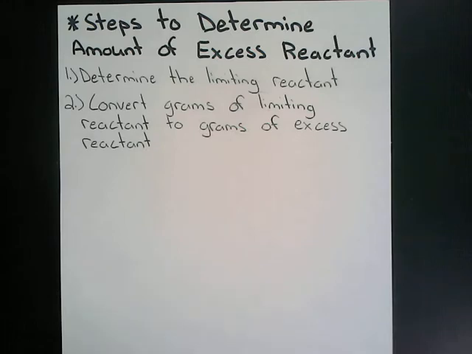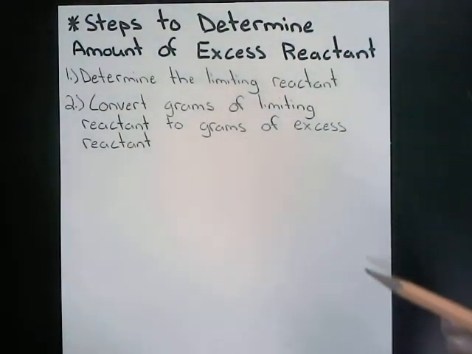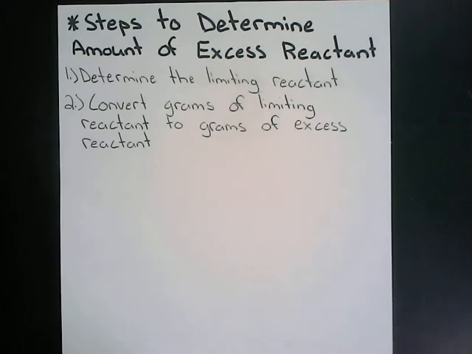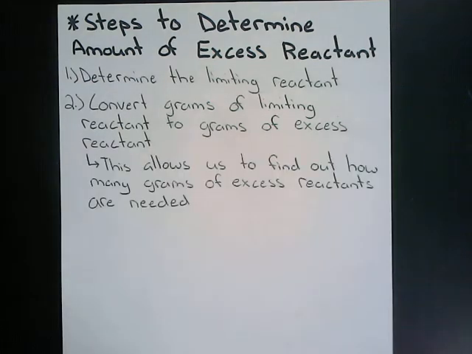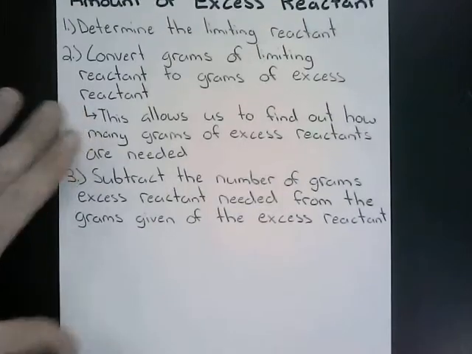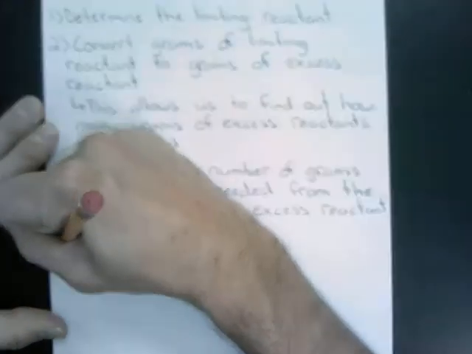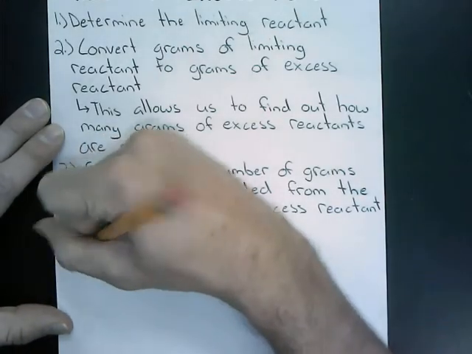Once you've done this, you're finding out how many grams of excess reactant are actually used. Then once you find out how many grams of excess reactant are actually needed, you need to subtract the number of grams of the excess reactant needed from the number of grams given of the excess reactant. To help you out, here is a formula for number 3.